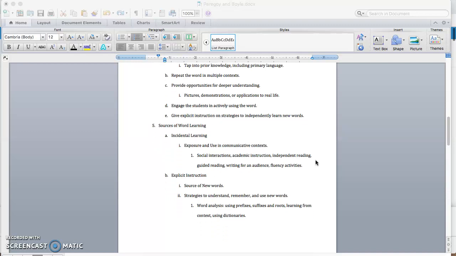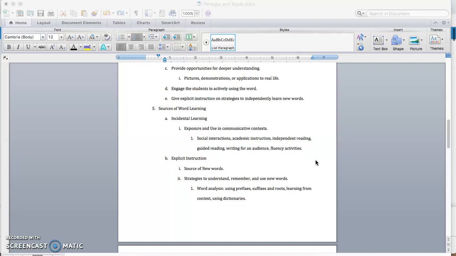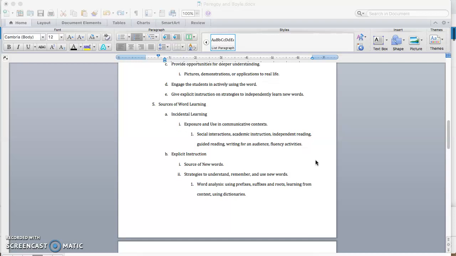And of course, getting them to have plenty of opportunities for deeper understanding, whether it's through pictures or demonstrations or metaphors, and engaging them in actively using the word. Repetition in this manner is very important. And of course, giving explicit instruction on the strategies to independently learn these new words.